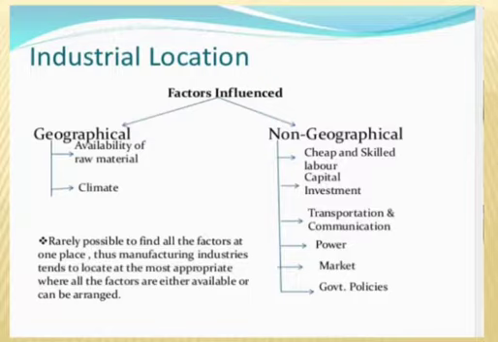The geographical factors are availability of raw material, climate. Non-geographical factors are cheap and skilled labor, capital investment, transportation and communication, power, market, government policies. It is rarely possible to find all these factors available at one place. Consequently, manufacturing activity tends to locate at the most appropriate place where all factors are either available or can be arranged.